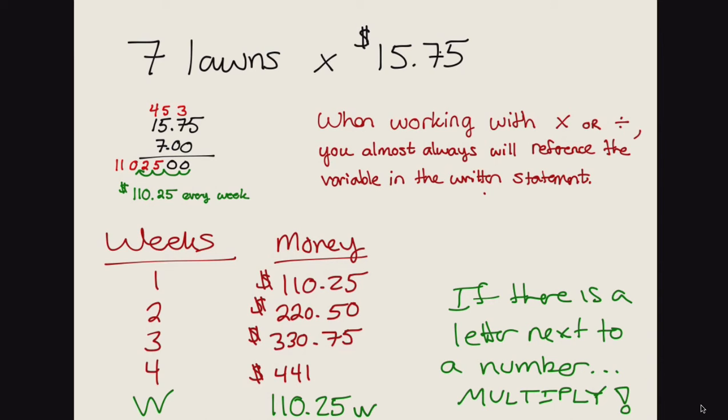I could plug anything in for W and find out how much money she would make. Let's say we want to know 52 weeks. Let's say she did this every week for a year. She lives in the South where they don't get snow. So let's say she does this for 52 weeks. Plug in 52. So 110.25 times 52, and you'll find out how much she makes a year.